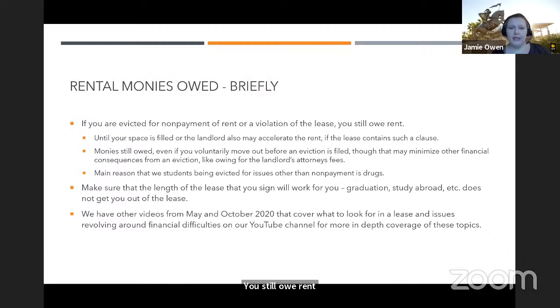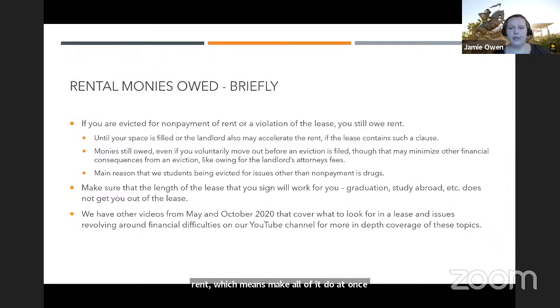You also owe if you leave early for some reason and you don't make some sort of arrangement with your landlord. So we saw that a lot last year with COVID. Lots of students, in March, went home and left, and maybe because of COVID lost their jobs and were no longer able to pay. They moved everything out, and you owe rent until your space is filled. Landlords may also accelerate rent, which means make all of it due at once.